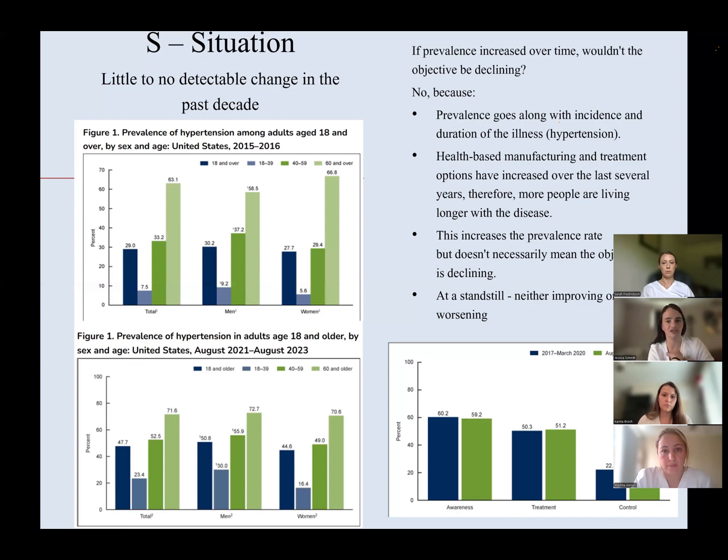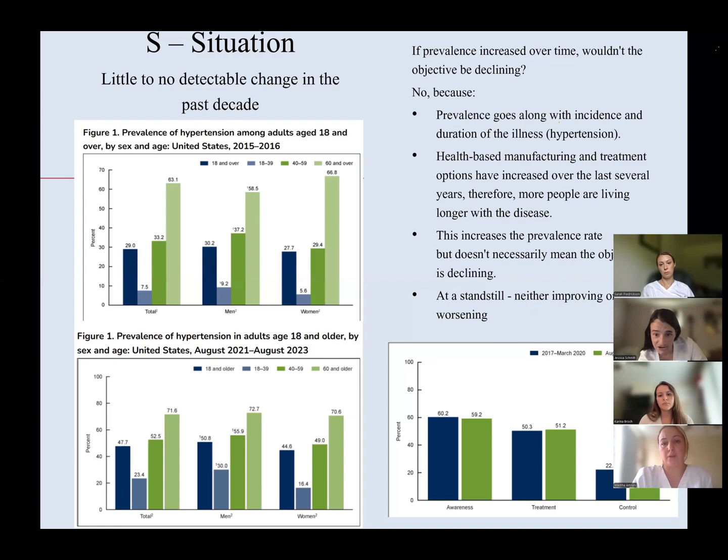So my thought was, wouldn't the objective be declining if prevalence is increasing? But the answer is no, because prevalence goes along with incidence and duration of the illness. Health-based innovation and treatment options have increased over the last several years. Therefore, more people are living longer with the disease. This increase in the prevalence rate doesn't necessarily mean that the objective is declining. We're at a standstill. We're neither improving nor worsening.